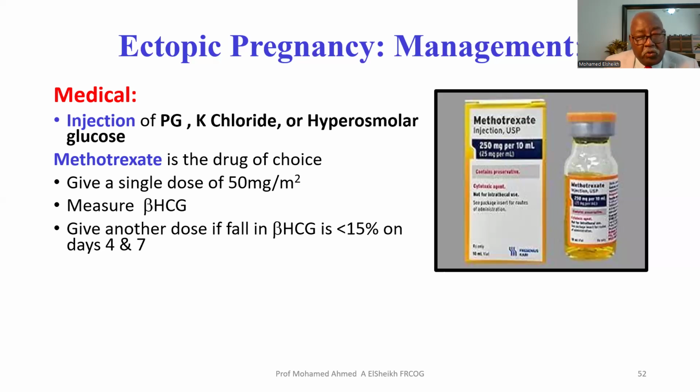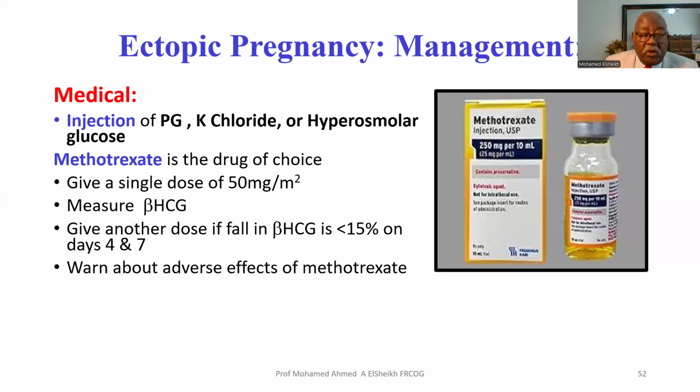Just to explain this point, measure the beta HCG after giving the dose, then repeat it at 4 days after the dose and 7 days. Within this period between day 4 and day 7, there should be a fall of at least 15%. If less than 15%, you need to give another dose of methotrexate. Warn about the adverse effects of methotrexate.